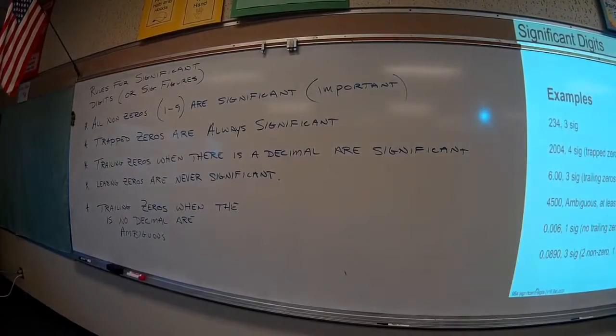So here we go. 2, 3, 4. Is the 2 important? Yeah. Is the 3 important? Is the 4 important? Yeah. So how many of those numbers up there are important? All 3. This is 3 significant digits, or 3 sig figs.